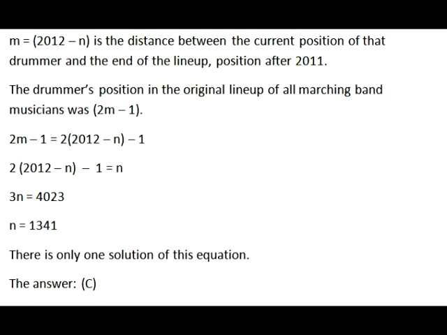Then the drummer's position in the original row of all marching band musicians was 2M minus 1, which is the formula for an odd number. Substitute 2012 minus N for M in this formula, and this gives us the equation for calculating N. This equation has only one solution. N equals 1341. The answer is C.